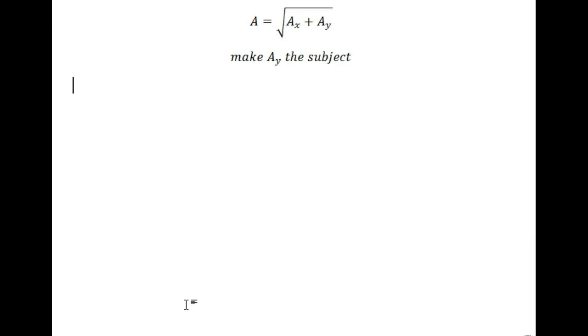Alright, in this example the formula is a equals the square root of ax plus ay. Once again, the little subscript x and y just indicate that the a's are all different. We're asked here to make ay the subject. Now before we can get ay by itself, it's under a square root sign along with this term.